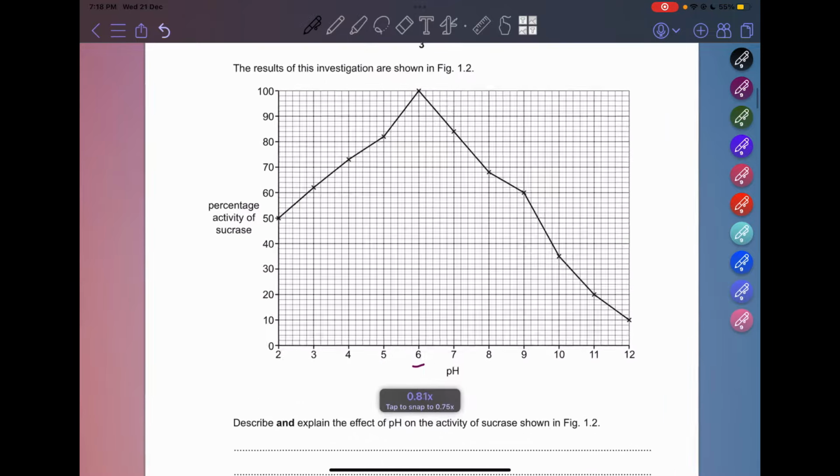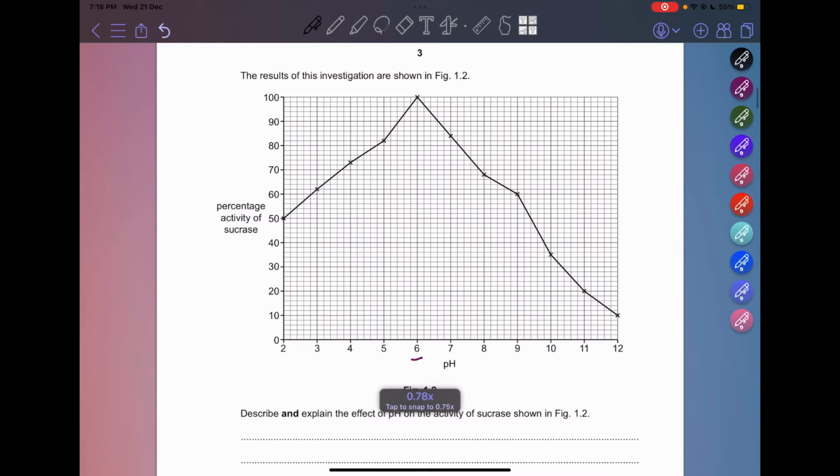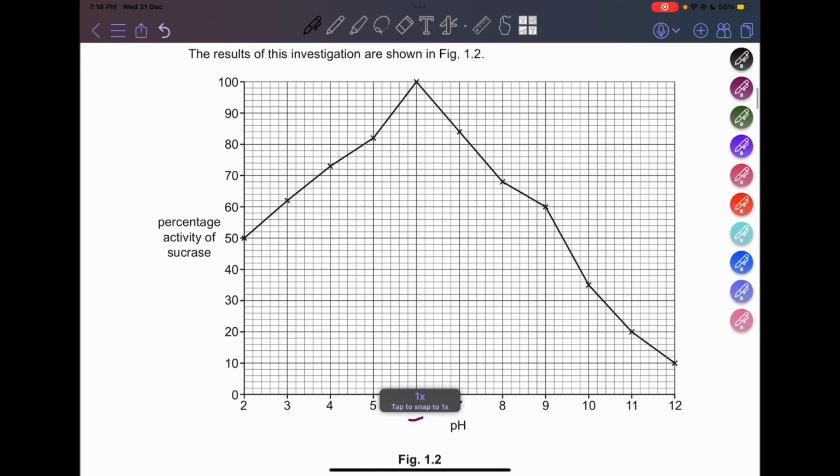For this question, there are a couple of points that you have to highlight in your answer to make sure that you get the high mark. Now, you have to mention the peaks, or the minimum values or the maximum values. What do I mean? For example, you're going to mention in your answer that at pH 6, the percentage activity is at its highest, or at its peak, at 100%. This is the maximum value. What about the minimum value? It is actually at pH 12, as we can see, at a percentage activity of 10%. So this is what I mean by the maximum and minimum.